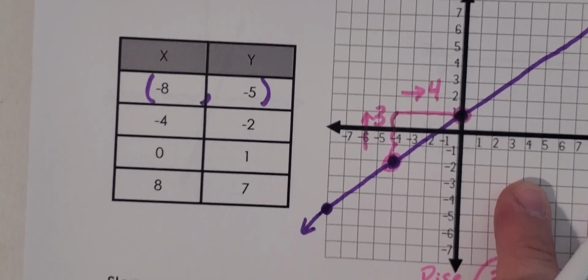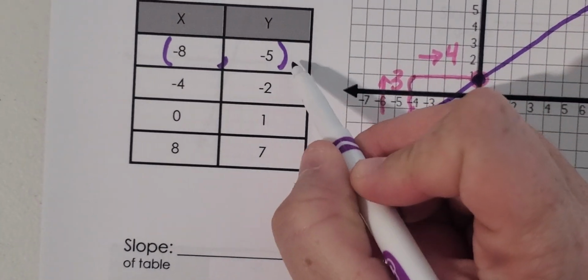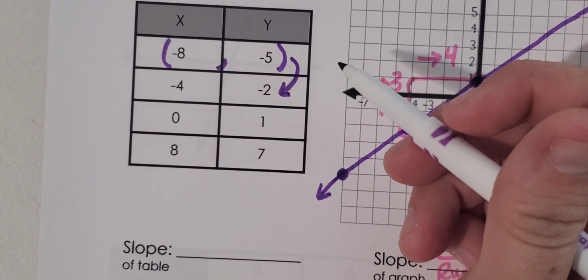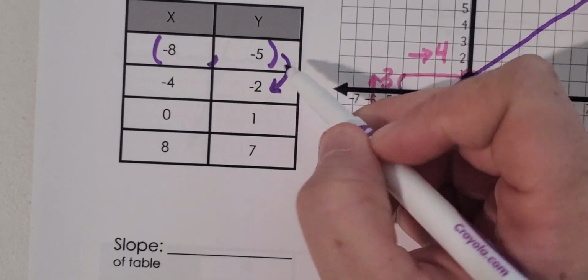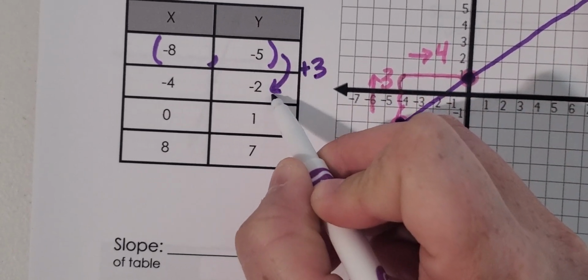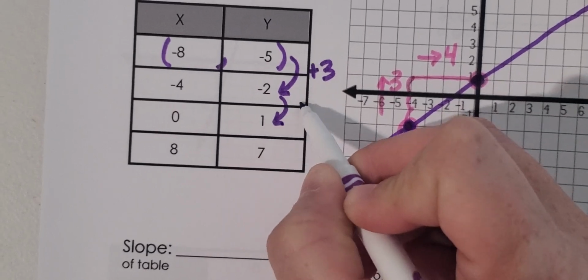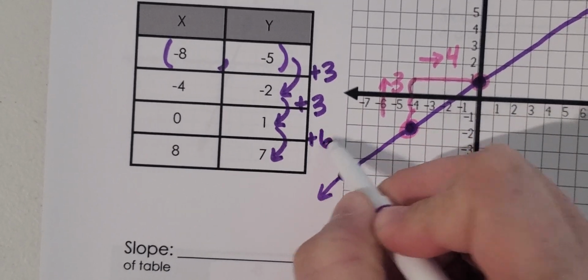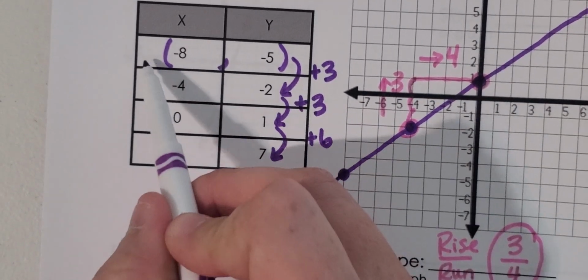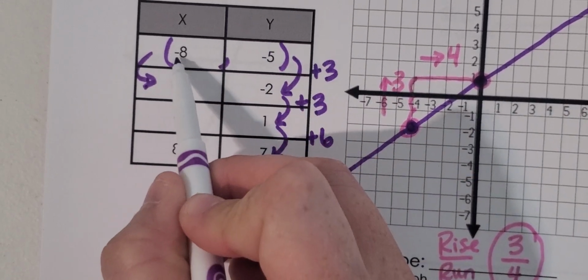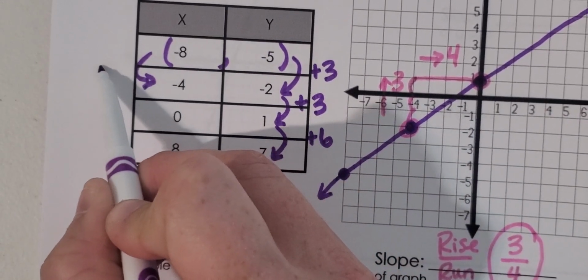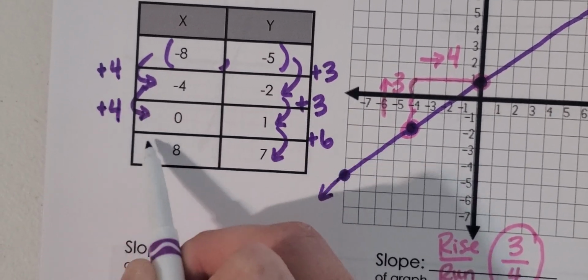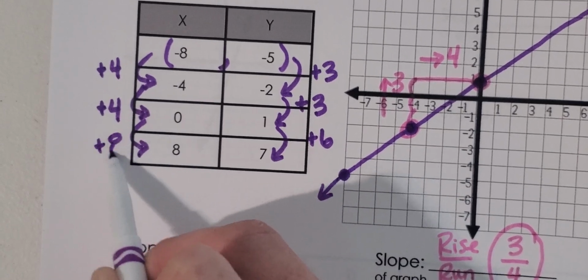So what it means with this change, so in a table, we're changing from a -5 and we're changing to go to a -2. So the math that has to be done to do that has to be adding 3. From -2 to +1, I'm adding 3. And from 1 to 7, I'm adding 6. Same thing on the x. From -8 to a -4, I'm changing by adding 4. From -4 to 0, I'm adding 4. And from 0 to 8, I'm adding 8.